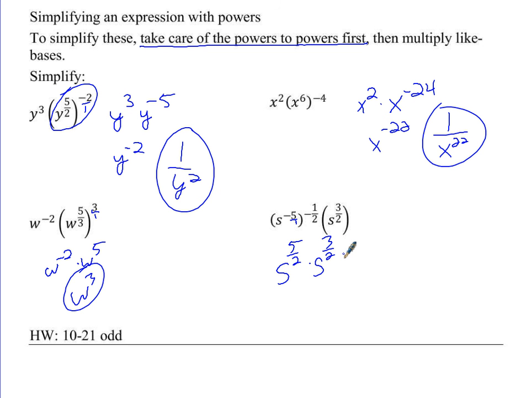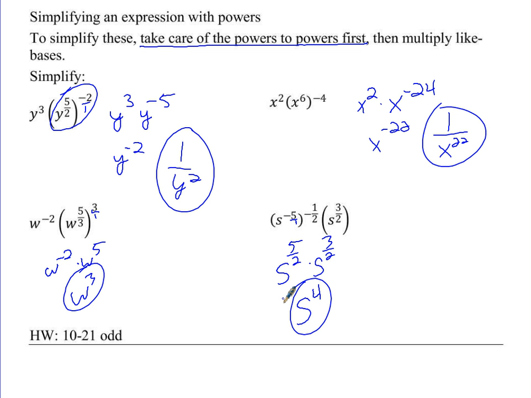Now we add exponents because we're multiplying like bases. So what is 5 halves plus 3 halves? Yeah, think of it this way. Say it this way in your head. 5 halves plus 3 halves is 8 halves, which reduces to 4. So this is s to the 4th, and that's your answer.